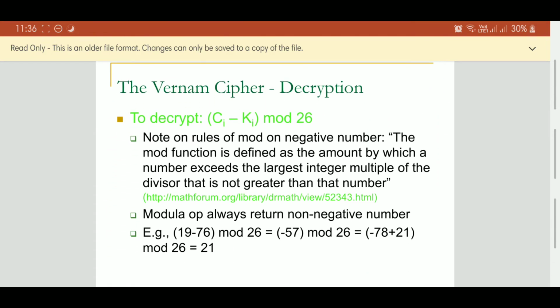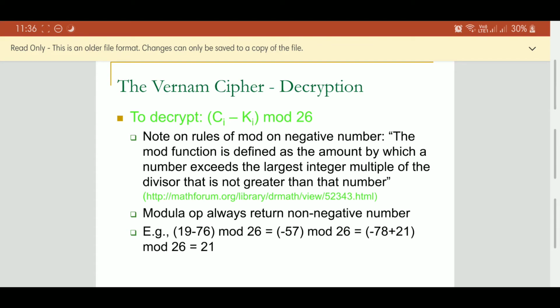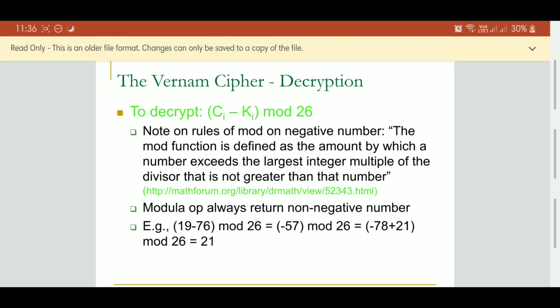The Vernam cipher decryption. To decrypt, Pi equals Ci minus Ki mod 26. Note the rules of mod on negative numbers. The mod function is defined as the amount by which the number exceeds the largest integer multiple of the divisor that is not greater than that number. The mod operation always returns a non-negative number. For example, 19 minus 76 mod 26 is equal to minus 57 mod 26, which is equal to minus 78 plus 21 mod 26, which is equal to 21.